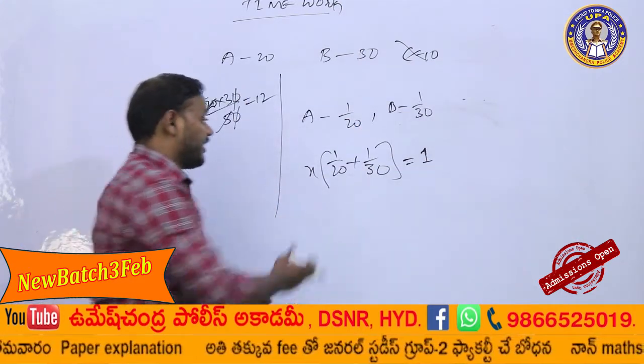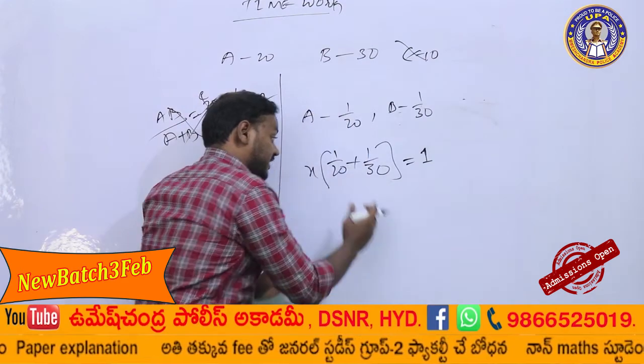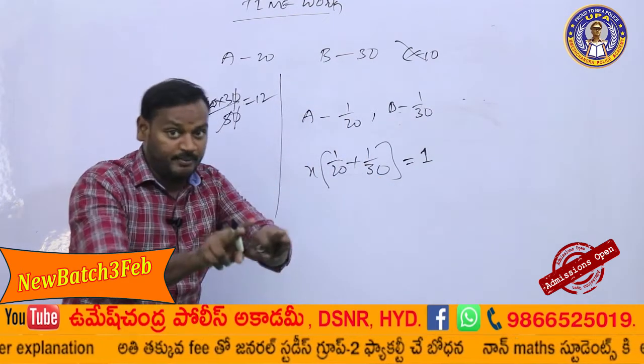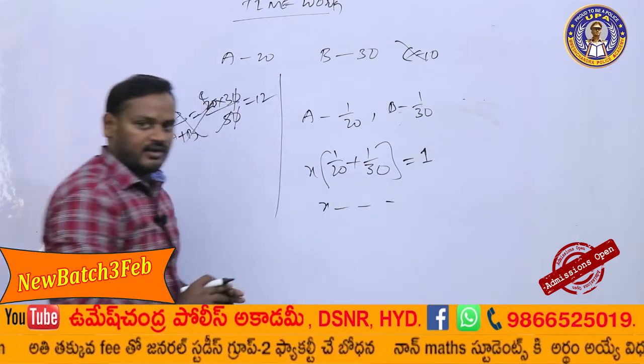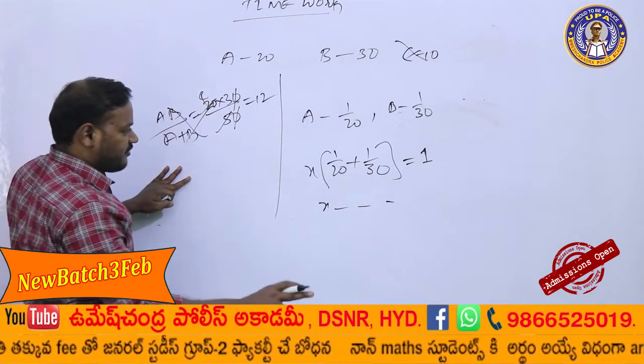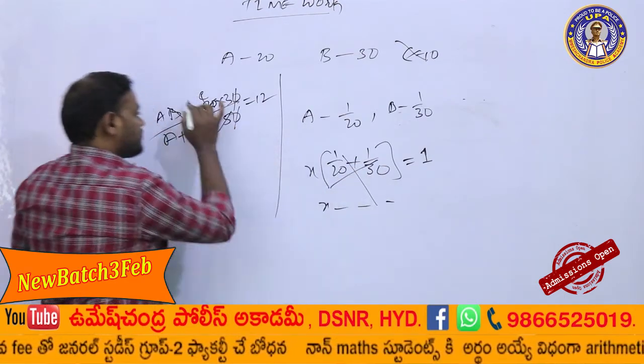If they work together, A's one day work is 1 by 20 plus B's one day work 1 by 30. This is the work of one day of 2 members. Into some X days will give 1 work. If we solve this X, then we will get the answer. Right, we will get the same answer, of course. But listen carefully, it is also a very long procedure, right? That's why don't use these procedures.